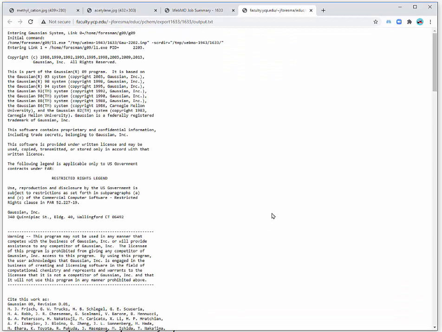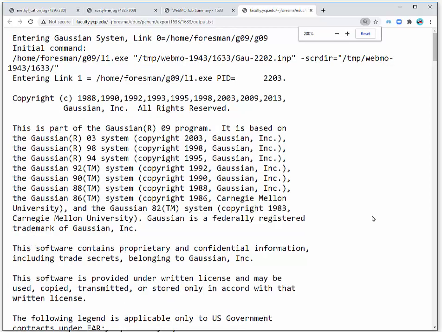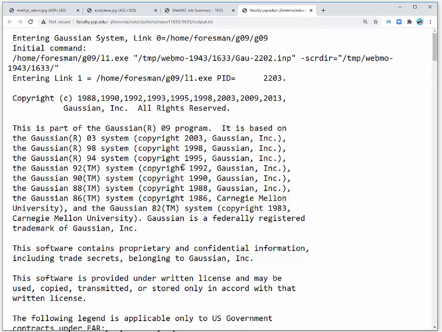So clicking on raw output brings up the file, which I can blow up here. And if you recall from the earlier video, if you want to quickly go to the section dealing with NMR, you can search for ppm.